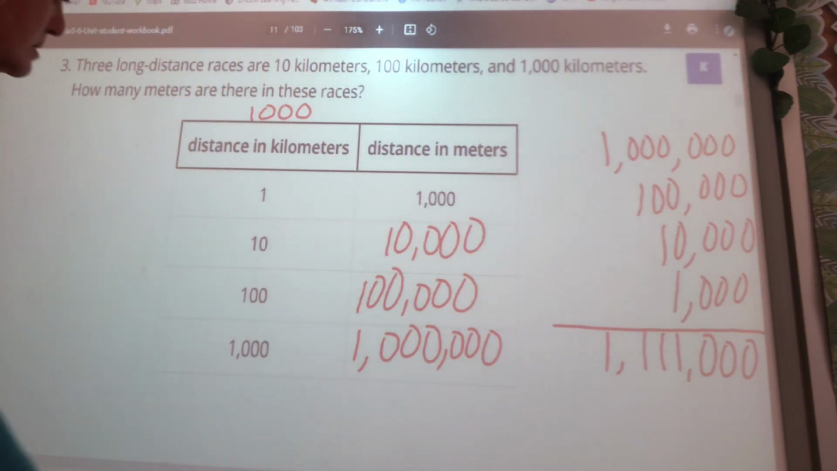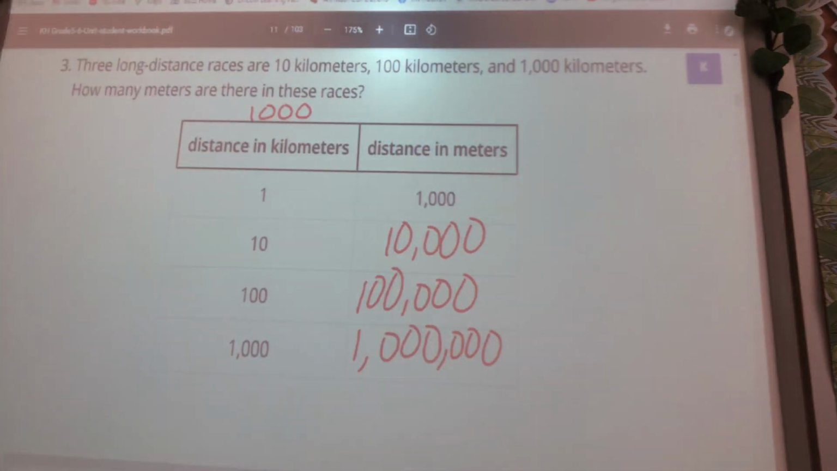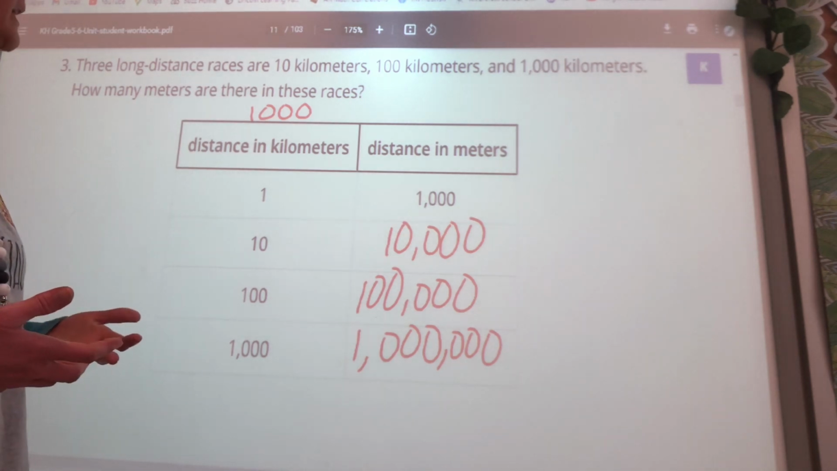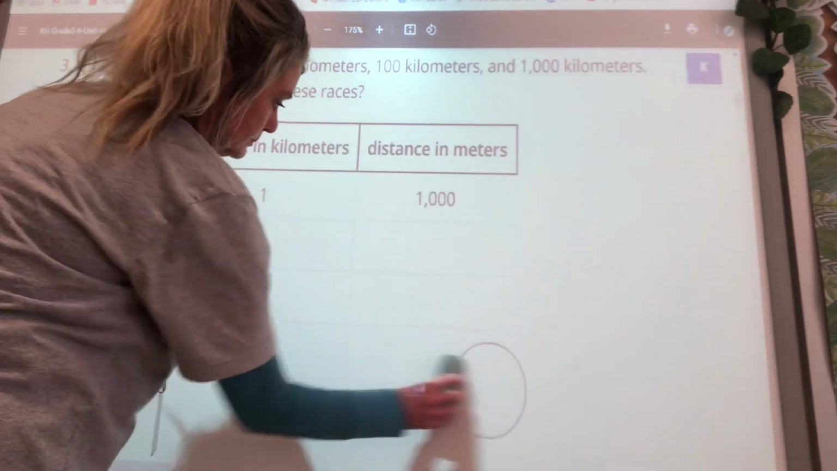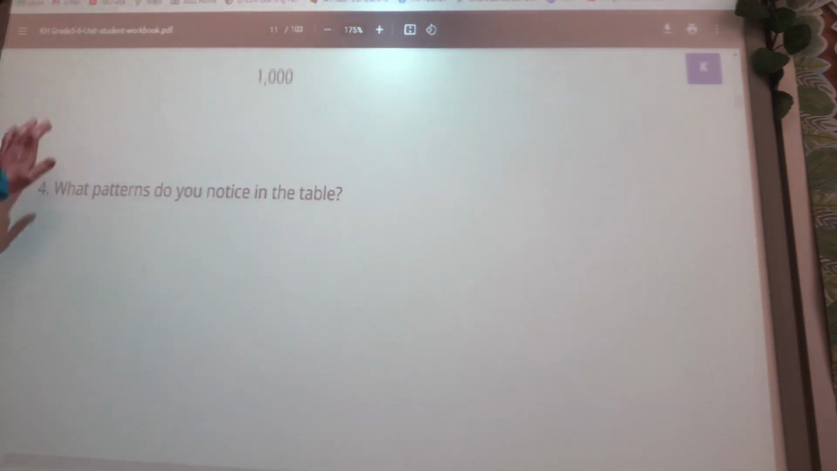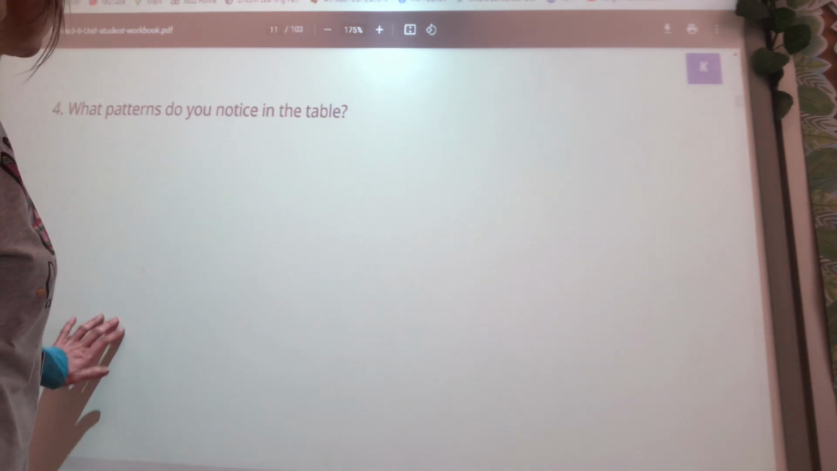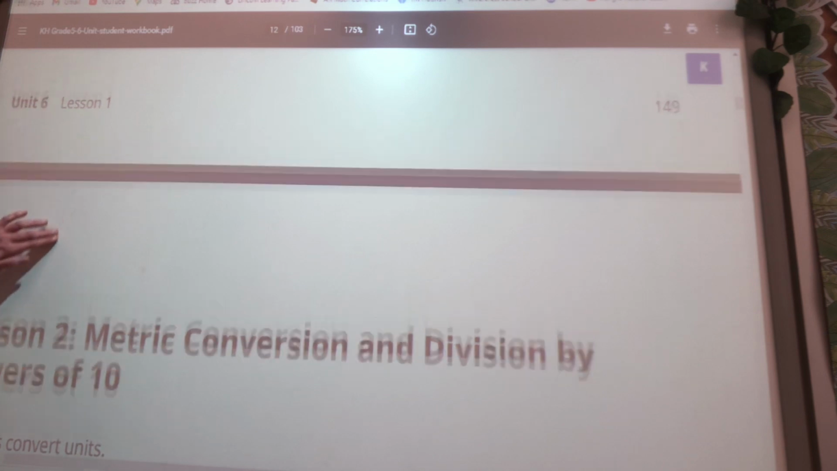All right. So again, we just need to notice that in the metric system, everything's just building on multiples of 10. Next question. We must be psychic. What patterns do you notice in the table? Well, multiples of 10. That's what we noticed. The metric system increases in multiples of 10.